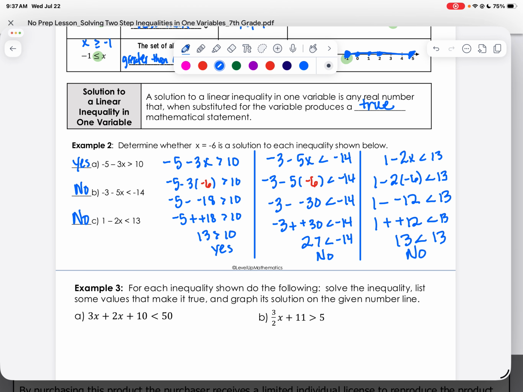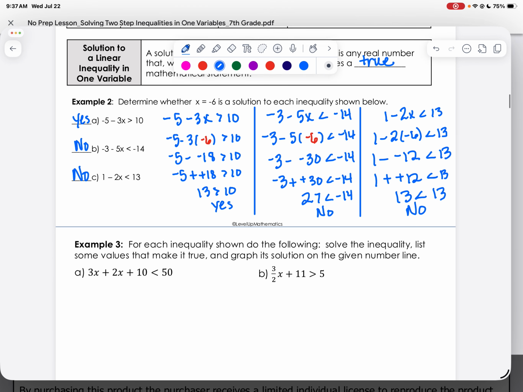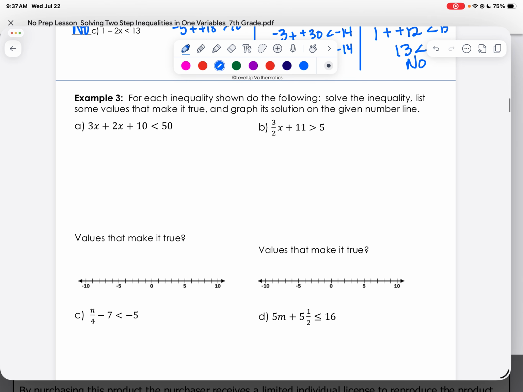All right, now that you know how to determine if something's a solution, in our next example, we're actually going to solve an inequality and graph the solution set on a given number line. So in problem A, we have 3x plus 2x plus 10 is less than 50. To solve an inequality, you solve it exactly like you solve an equation. Here we'll have to combine like terms. So 3x plus 2x would be 5x plus 10 is less than 50. Then we'll subtract the 10 to get 5x is less than 40, and then divide by 5.